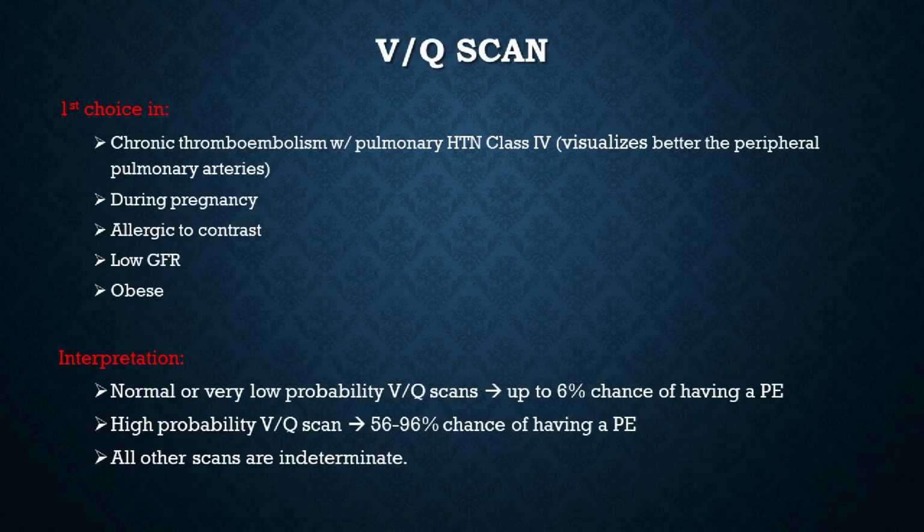Alright, and now let's talk about the VQ scan, because they can throw some tricky questions at you on the USMLE STEP exams. Now remember, the VQ scan is a first choice only in the following situations. When you have chronic thromboembolism with pulmonary hypertension class 4, because the VQ scan visualizes better the peripheral pulmonary arteries.